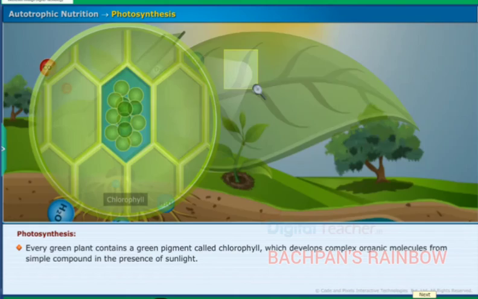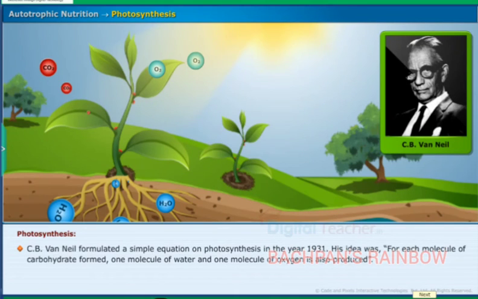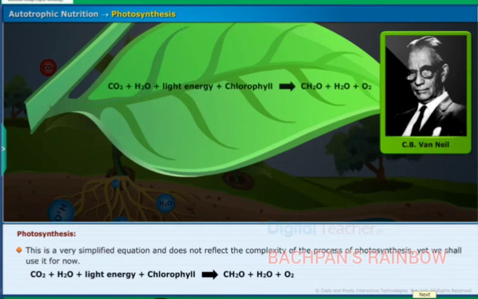C.B. Van Niel formulated a simple equation on photosynthesis in the year 1931. His idea was for each molecule of carbohydrate formed, one molecule of water and one molecule of oxygen is also produced. This is a very simplified equation and does not reflect the complexity of the process of photosynthesis. Yet, we shall use it for now.